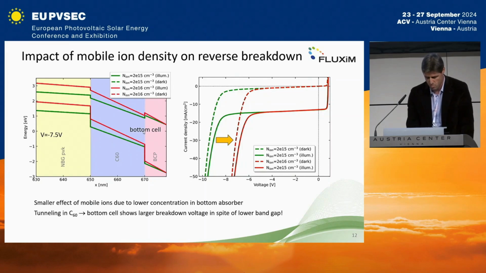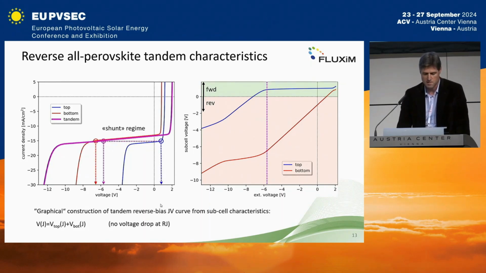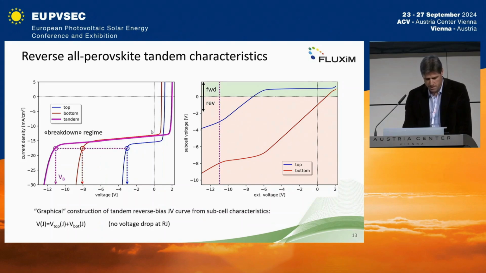the charge transport layer. So now we can construct the reverse JV characteristics here, and we have basically two regimes in reverse bias to look at. The first is when the top cell is still forward biased, but the bottom cell is already quite deep in reverse. This I call the shunt regime, because it's determined by the shunt resistance in the bottom cell. The second regime is then the breakdown regime, where both the subcells are at breakdown.